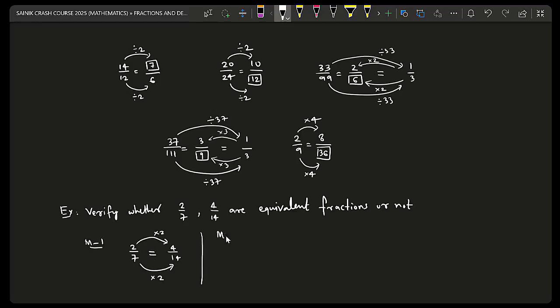Any other method, method number 2? Can anyone say? Can you check this question in any other method? Pranay, you know any other method? I don't know, sir. You don't know. I want the same answer in any other method.